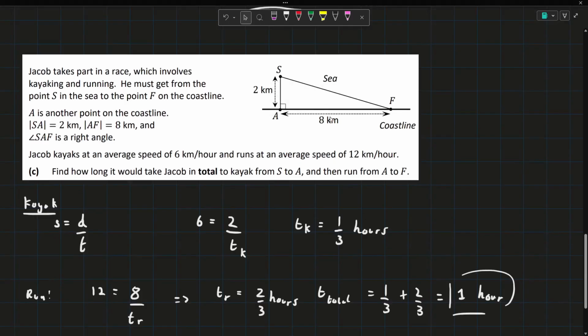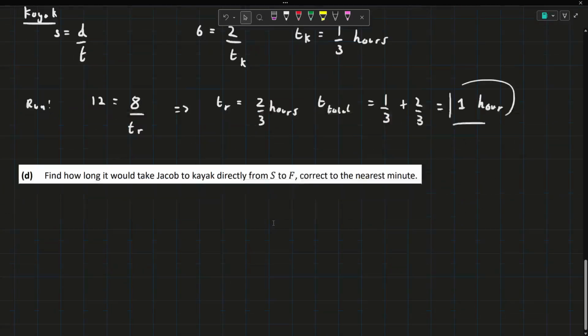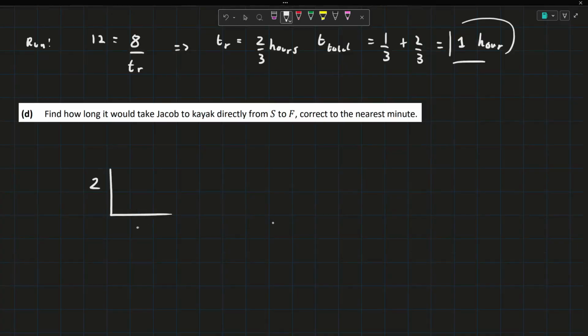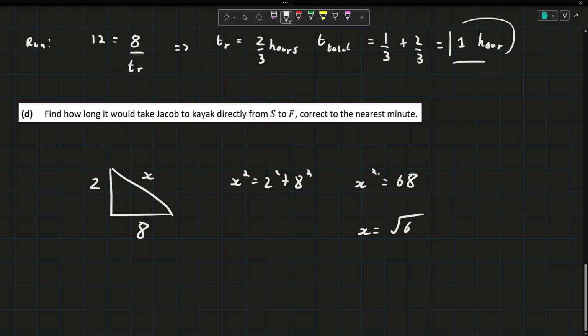So you can see this is a right angle triangle. We can figure out the distance from S to F by using Pythagoras' theorem. So basically we have a right triangle with 2, 8, and I'll call this distance x. So we know that x squared will be equal to 2 squared plus 8 squared. So x squared will be equal to 4 plus 64 is 68, such that x is the square root of 68, which we'll just write as the square root of 68. It doesn't really help to write it any other way.